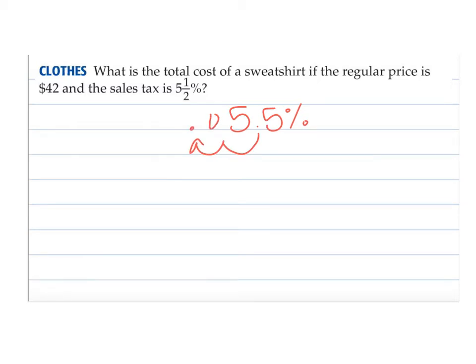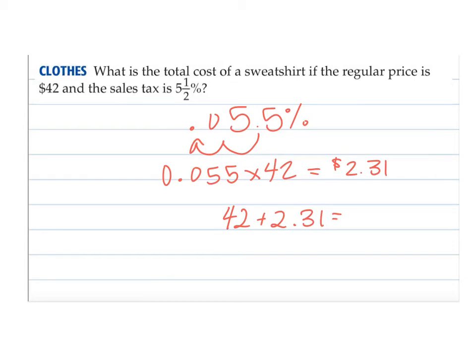So then it would be 0.055, and I multiply that by the price of the item, which equals $2.31. And then you're going to take that and you're going to add it on to the original $42. So the price of the item now would be $44.31. Important thing for this lesson is that we're talking money, so we always go 2 spots past the decimal.